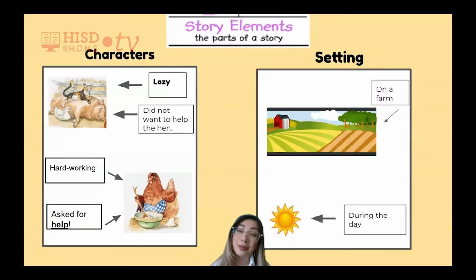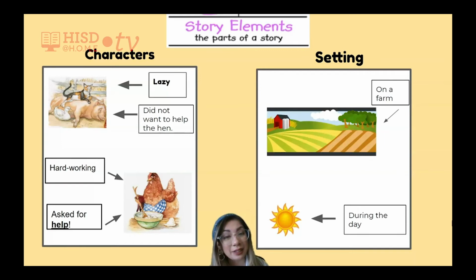So the story elements include the characters and the setting. So what did we notice about the characters? Well, the cat, the pig, and the goose were lazy, and they did not want to help the hen. And then we have our other character, the hen, who is hardworking, and she asked for help.